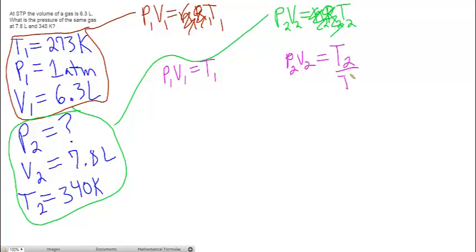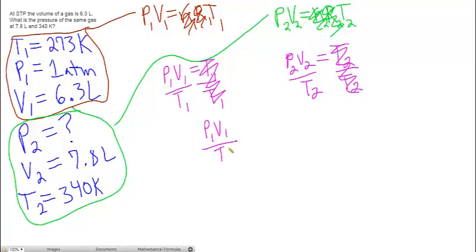We can divide both sides of this equation by T2 to cross that out. Divide both sides of this equation by T1 to cross that out, and now marry these two together. P1 V1 divided by T1 equals P2 V2 divided by T2. This is the combined gas law, but again, we don't need to know it. Now we can plug in our numbers if we would like.